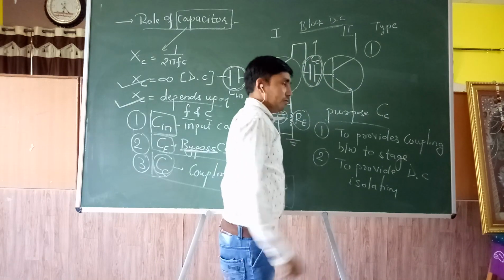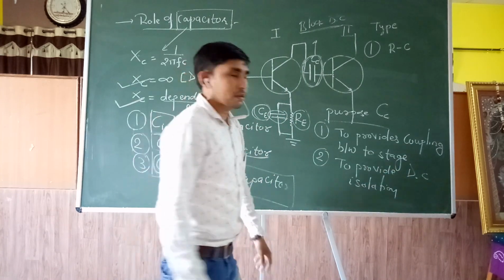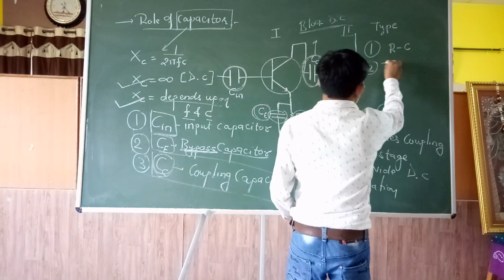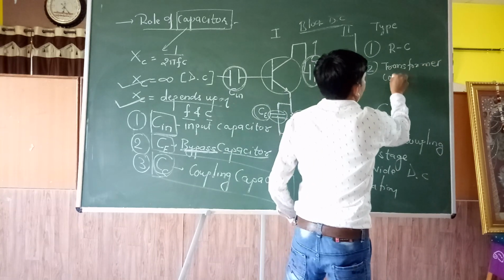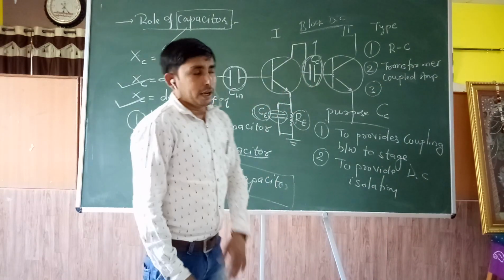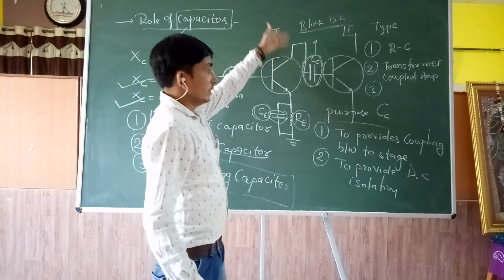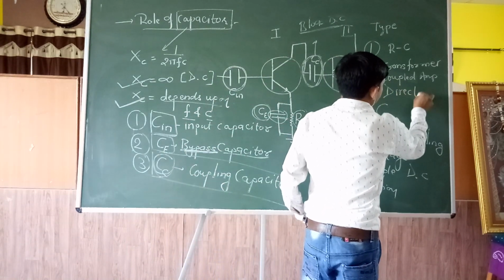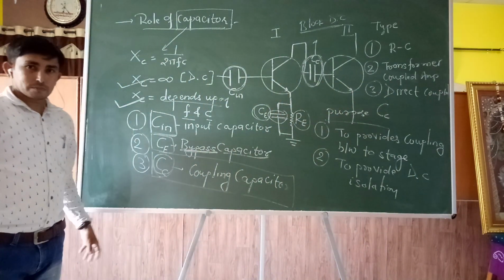So we can say that there are three types of multi-stage amplifiers. First, if your coupling is done by using a resistor and capacitor, that is called an RC coupled amplifier. If your coupling is by using a transformer, that is called a transformer coupled amplifier. And if you are not using any kind of coupling between two stages, meaning the output of the first stage is directly coupled with the next stage, that is called a direct coupled amplifier.